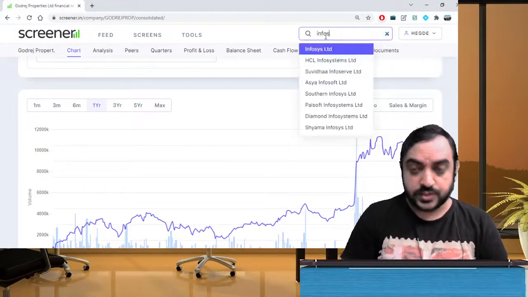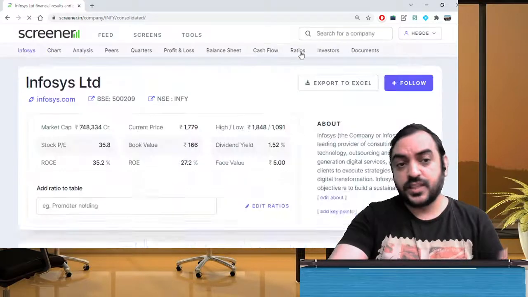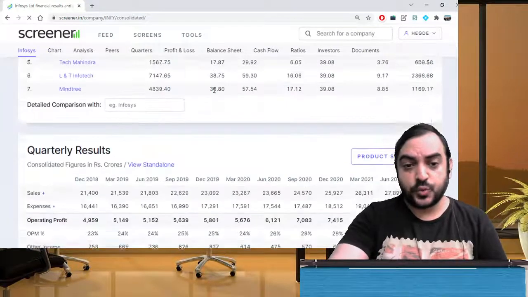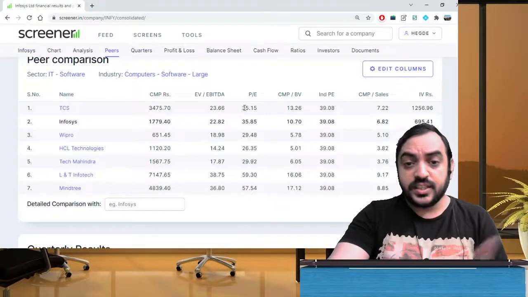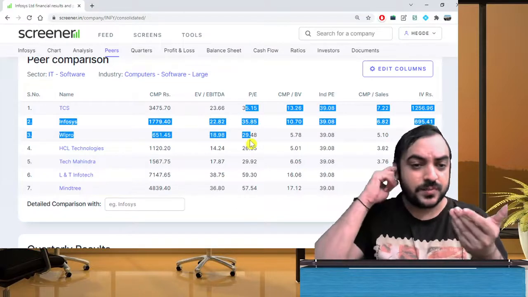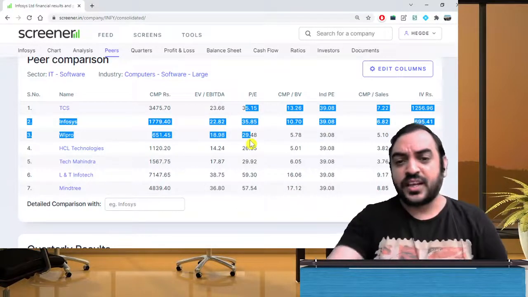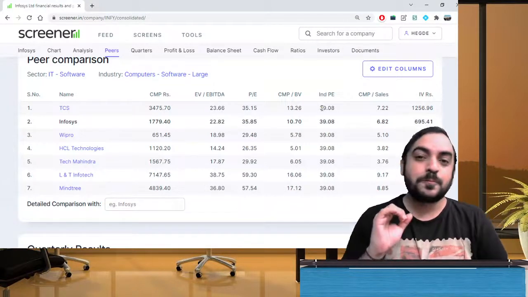Let's look at Infosys, IT companies, TCS. What will their P ratio be? See, 35 times, 30 times, around that range, 30 to 35 times. Industry P ratio 39.